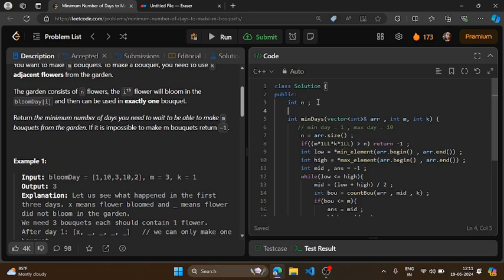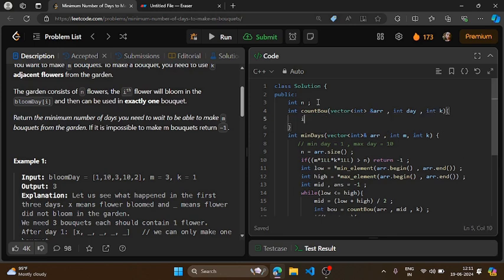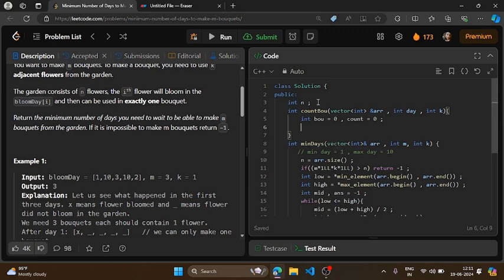Now let's make a function of count bouquet, which will give you the count of bouquets you can make at a particular day. It takes the array as argument, the day which we are considering, and then integer k. Now here I will be counting the number of bouquets. I have to make a bouquet of k consecutive flowers, so I have to check if it is possible to get k consecutive flowers which are already bloomed.